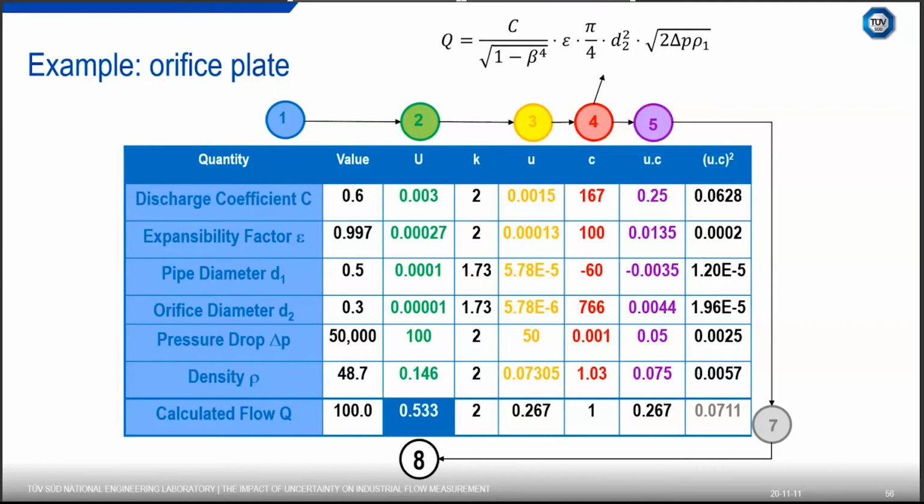So what we would do is we would take the UC term in the purple column and square it for each parameter. We would then sum all of these values shown in the point down at number 7. So the 0.0711 is the sum of all of the UC squared values. And then we would take the square root of the sum of all of these values. From there, we know our sensitivity coefficient is 1. We can work back. Our standard uncertainty would be 1. If we want to quote a coverage factor of 2, so just over 95% confidence, we multiply it by 2 and we would get an uncertainty of 0.533 kilograms per second. So that's how we would tend to do things.